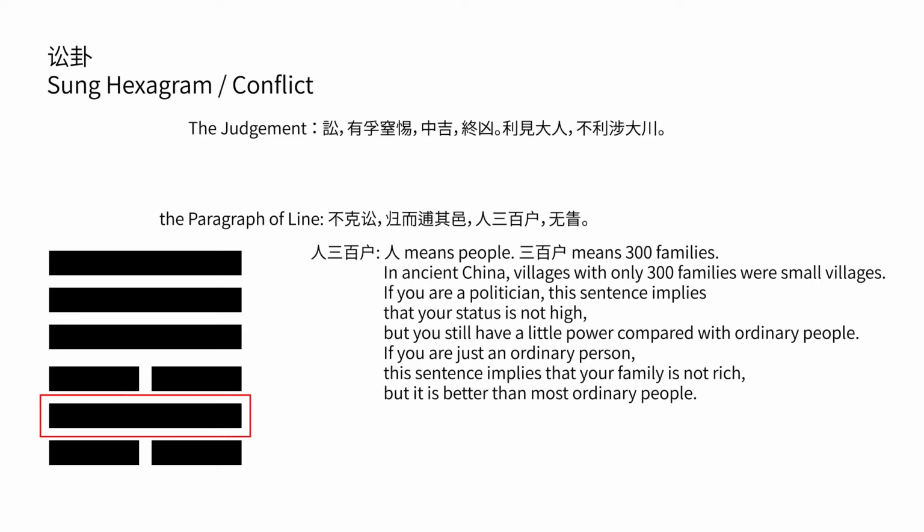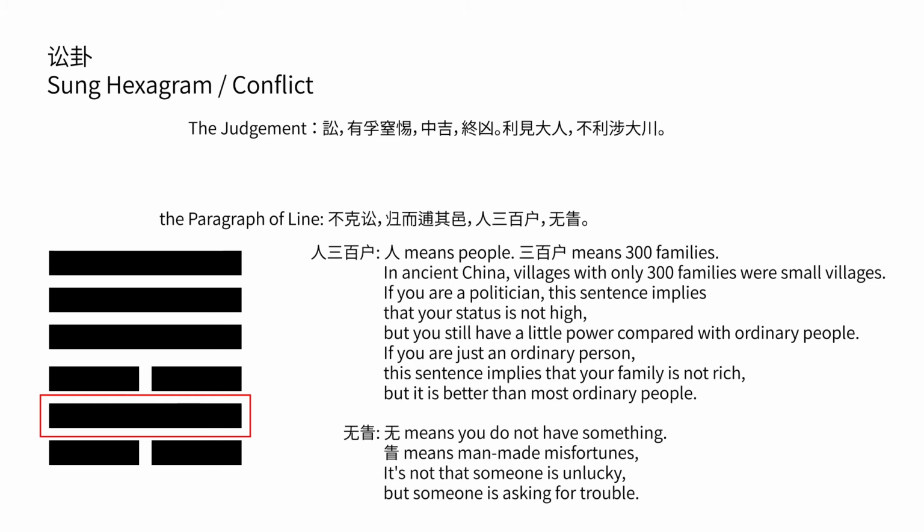If you are a politician, this sentence implies that your status is not high, but you still have a little power compared with ordinary people. If you are just an ordinary person, this sentence implies that your family is not rich, but it is better than most ordinary people. 无省 Wu means you don't have something. 省 means man-made misfortunes. It's not that someone is unlucky, but someone is asking for trouble.